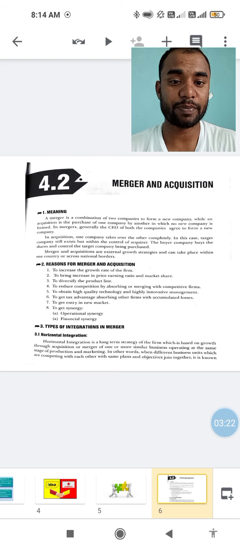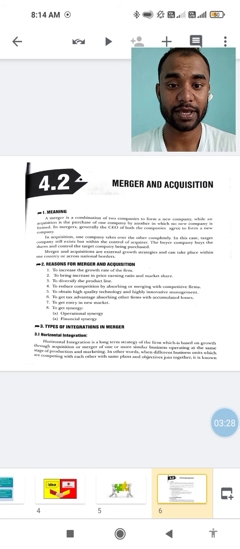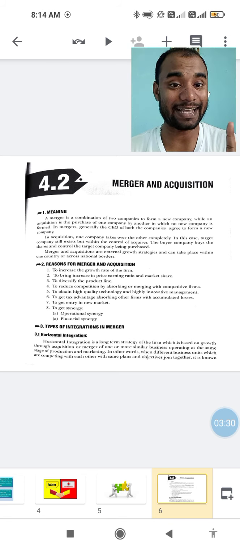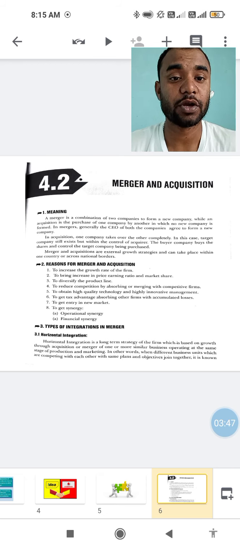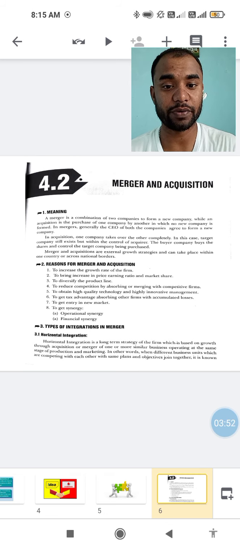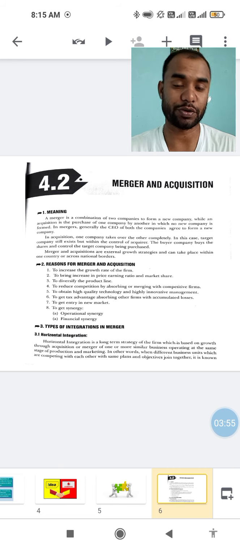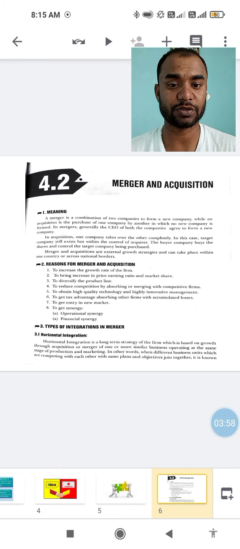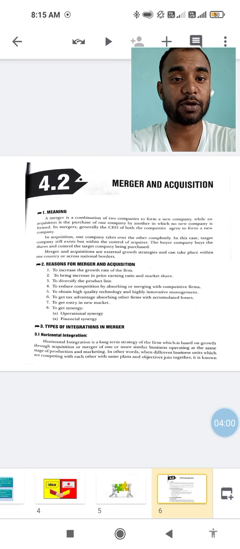So in acquisition, one company takes the other company completely. In this case, the target company still exists, but within the control of the acquirer. The buyer company buys the shares and controls the target company being purchased. Merger and acquisition are external growth strategies, not internal ones, and can take place within one country or across national borders. So this is the introduction about merger and acquisition.